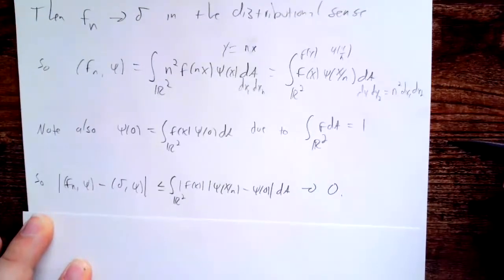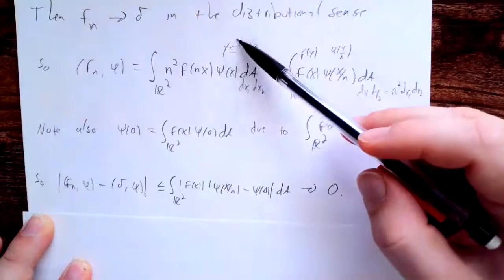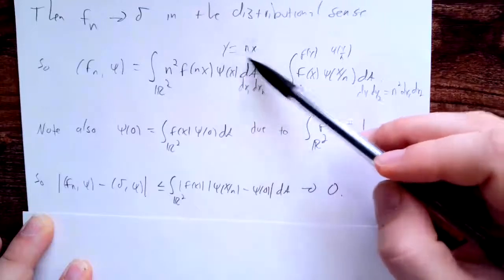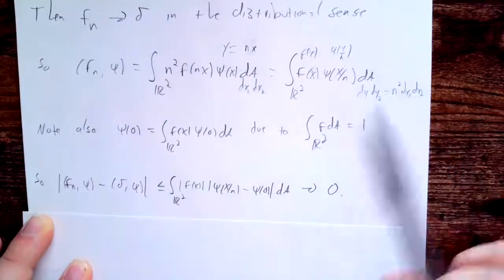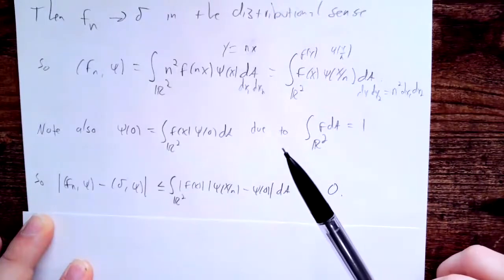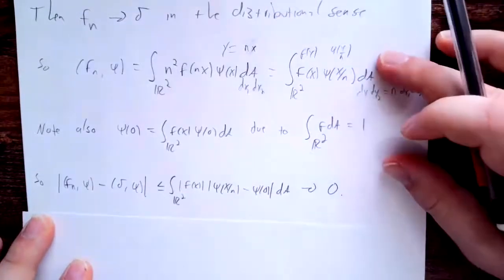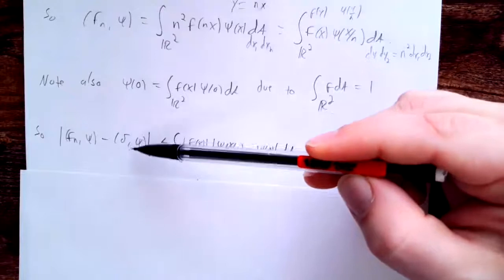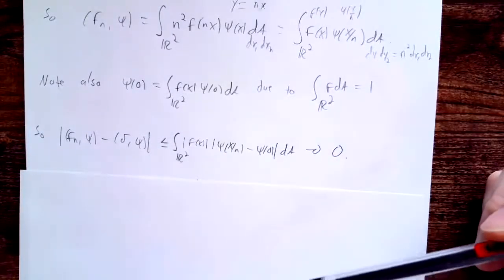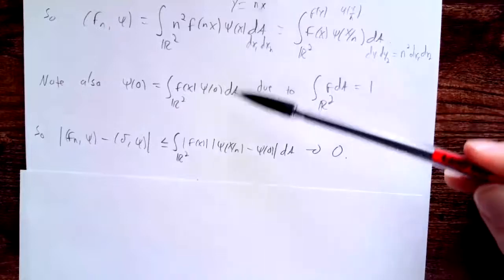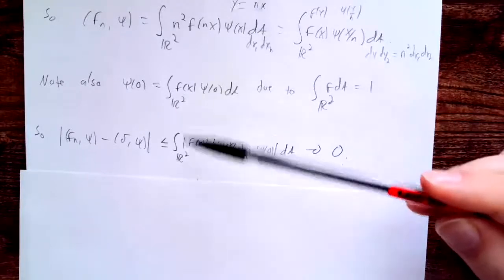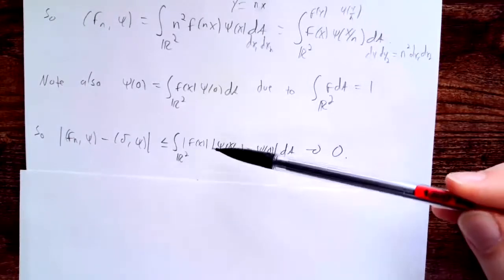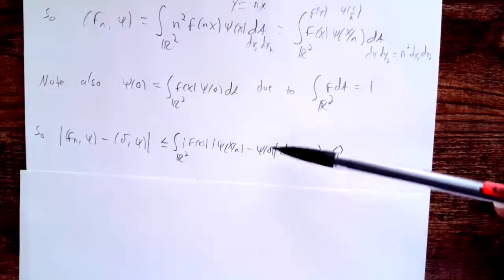Thank you for the comment, actually. In my mind, without thinking too hard, I got the statement switched, but that's what you want to see. It's also quite standard. Okay, and so we want to look at the difference between Fn psi minus delta psi. Just plugging in these two things, it's going to be the absolute value of the integral, which is less than or equal to the integral of the absolute values, which is f of x times psi of x over n minus psi of 0.